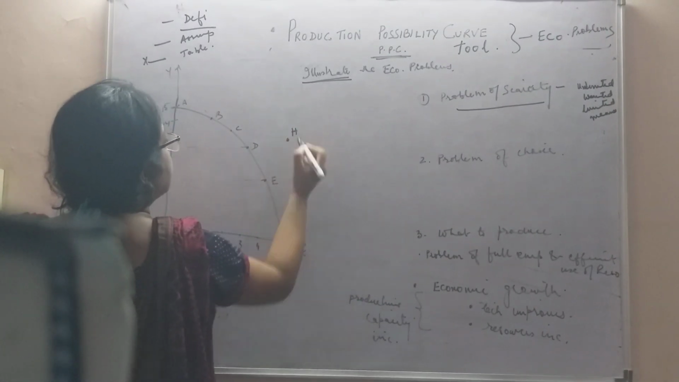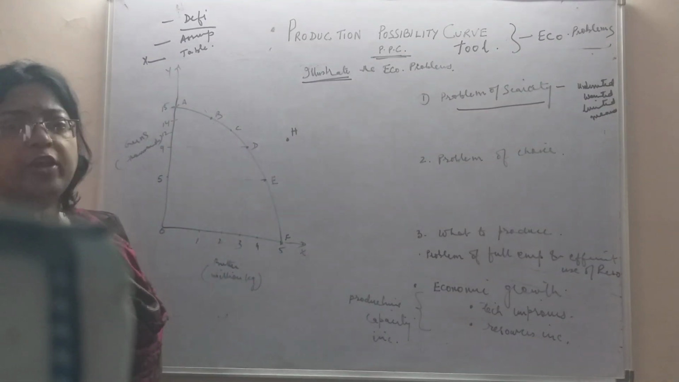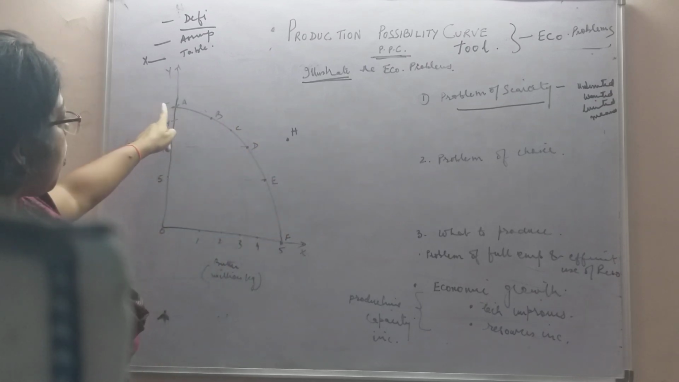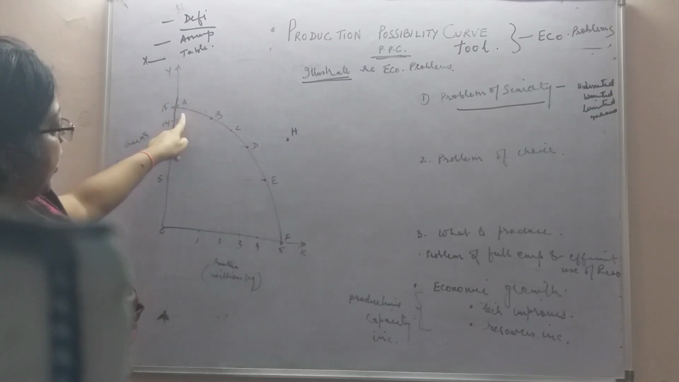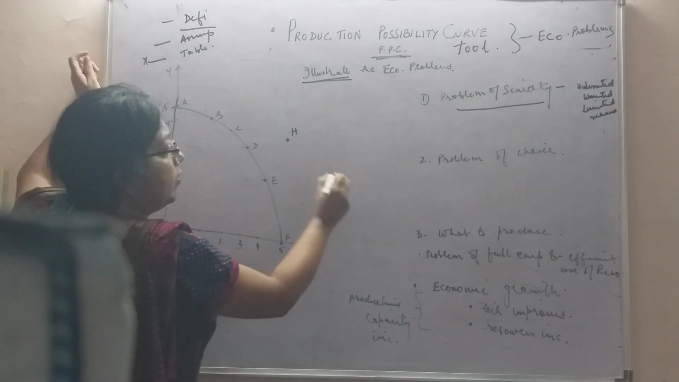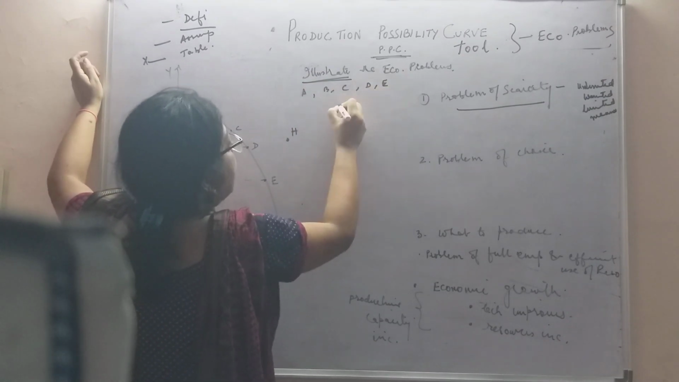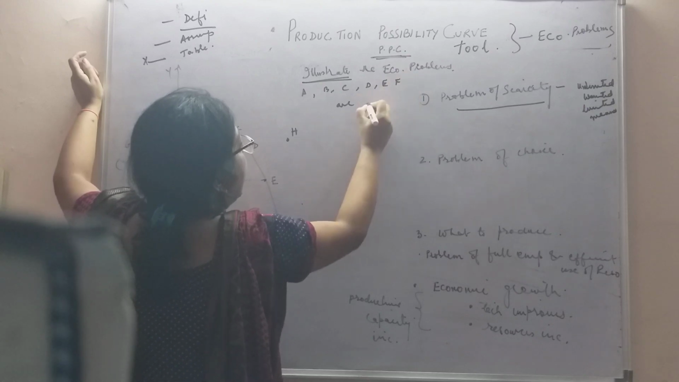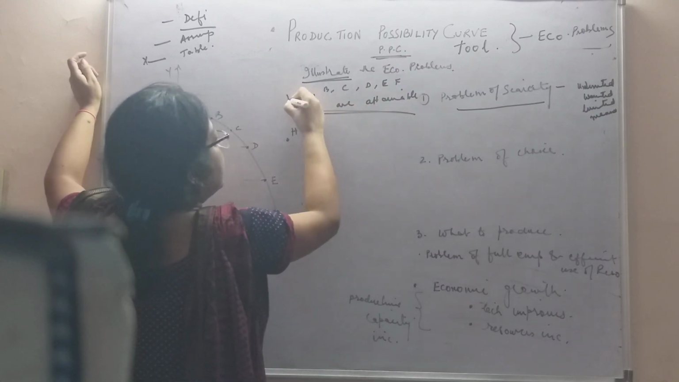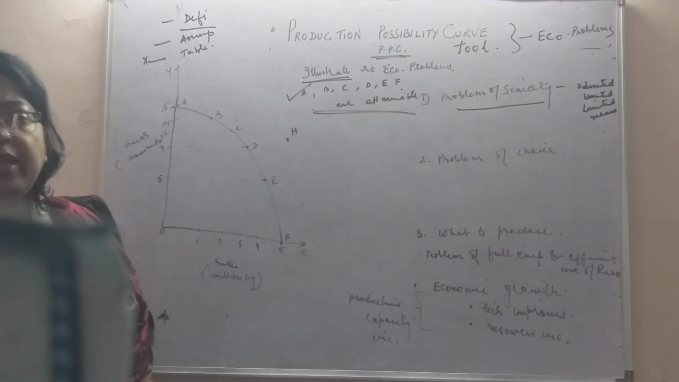on any point outside the PPC. Suppose H. I don't know what is given in your book, which is shown by which point, but remember it is a point outside the PPC, because all the points A, B, C, D, E, F are attainable. Attainable means a country can produce any of these combinations because the resources are enough.